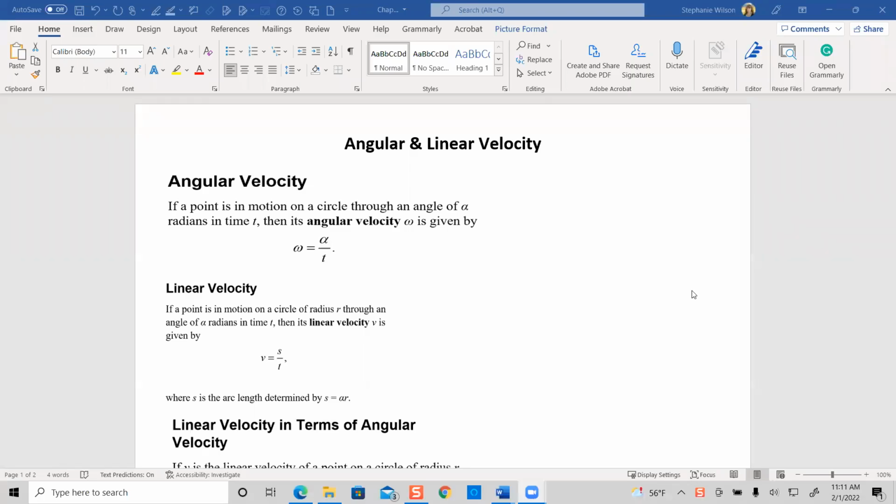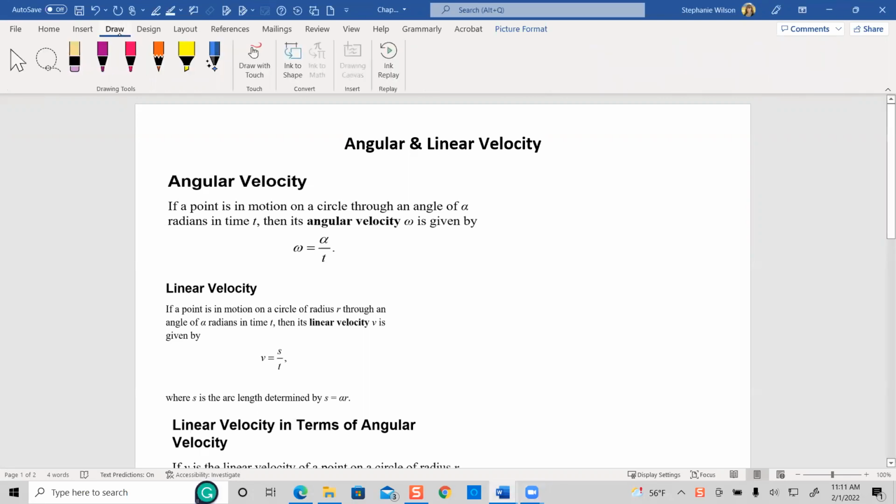Angular and linear velocity. Angular velocity: if a point is in motion on a circle through the angle of alpha radians in time t, then it's an angular velocity. Linear velocity: if a point is in motion on the circle of a radius r through an angle of alpha radians in time t, then it's a linear velocity.